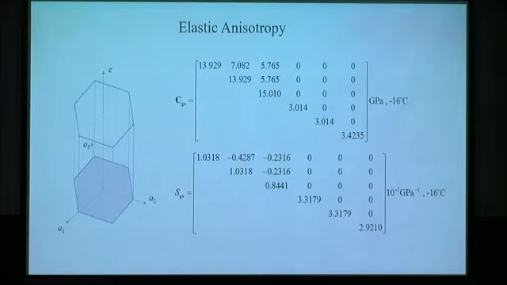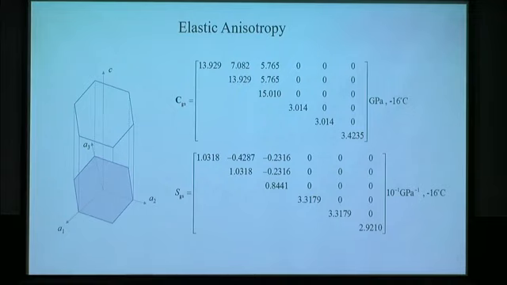Now let me introduce you to the idea of elastic anisotropy. As we know, this is the basal plane of the ice crystal, and the ice crystal is elastically anisotropic, and it is not that strong. If you look at the elastic constants, or stiffness constants, of this single ice crystal, you can see 13.929 versus 15.01 gigapascal at minus 16 degrees Celsius. The difference in stiffness between the two directions is not that significant. This is just the inverse of the stiffness matrix, the compliance matrix. So that is the elastic anisotropy.